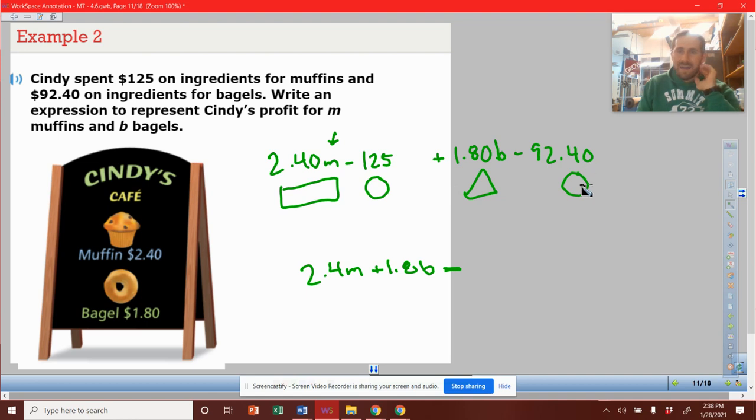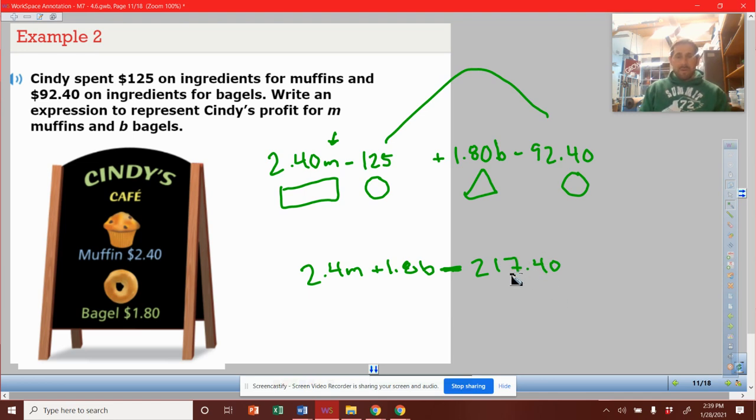So 125 minus 92.40 is going to be 217.40. I'm pretty sure I did that right, but that's taking the 125 and the 92.40, just adding those together. But when I add them together, I just make sure that I indicate it's a negative sign because it was a total amount that she spent on those ingredients.